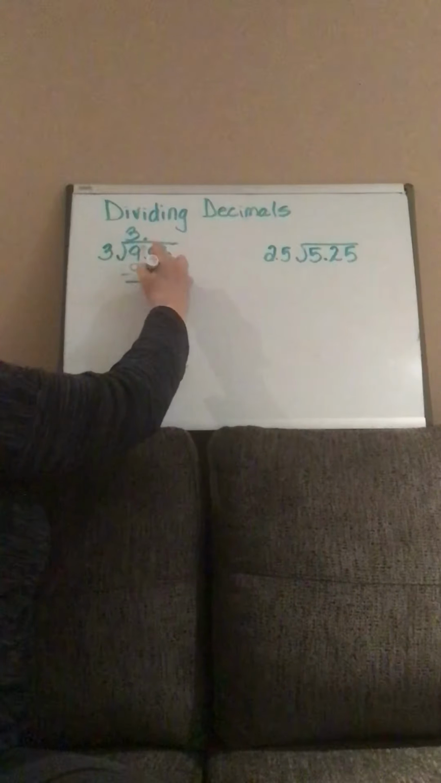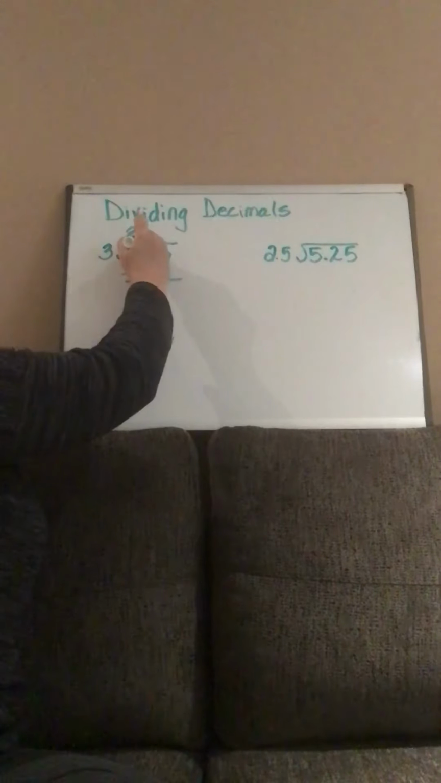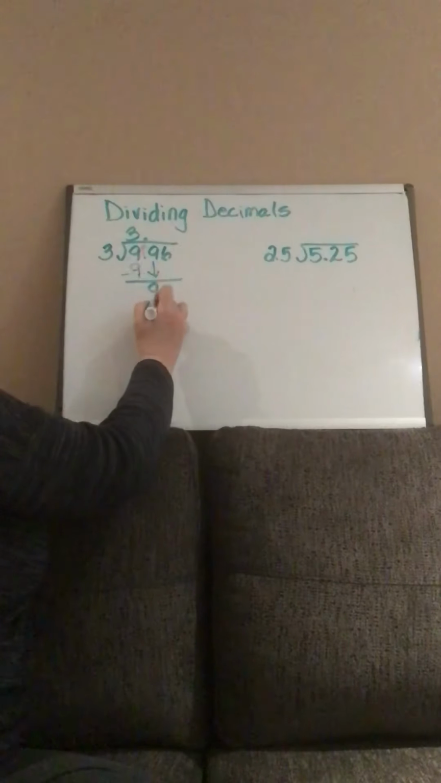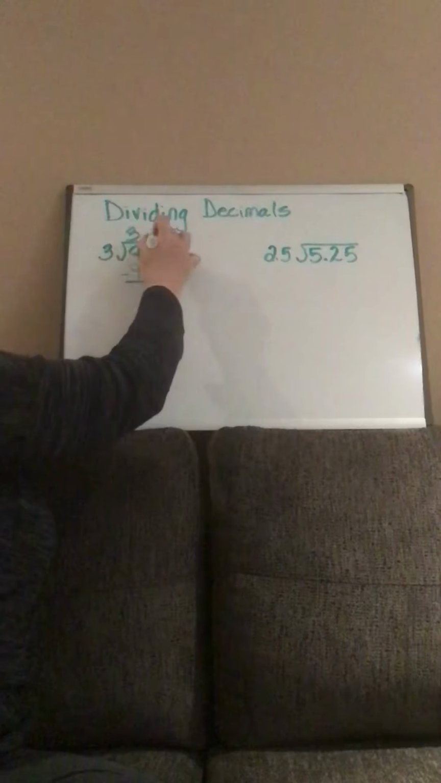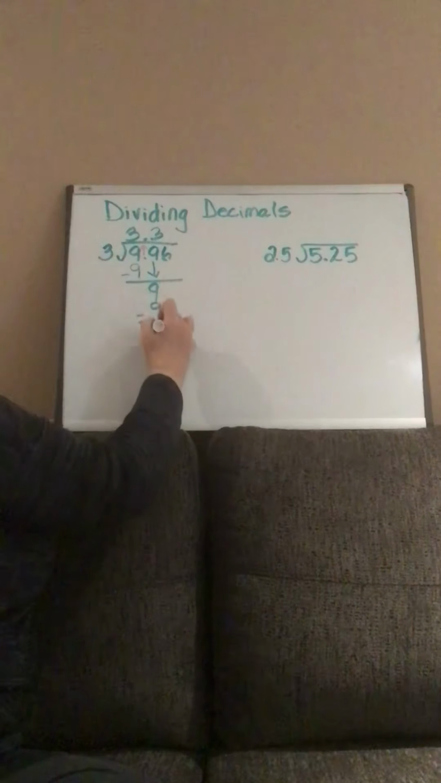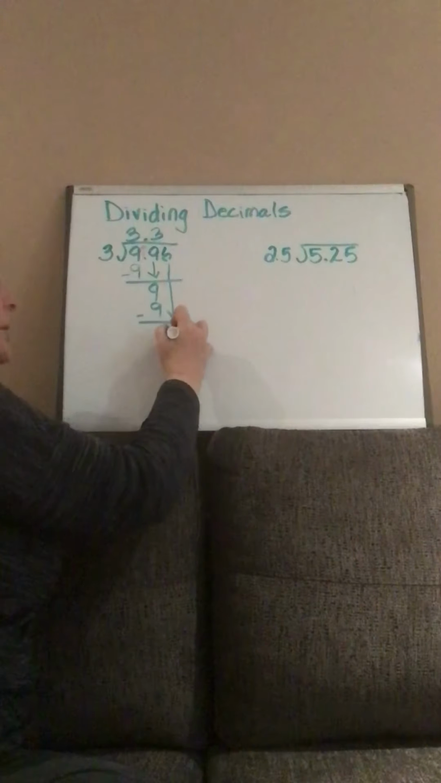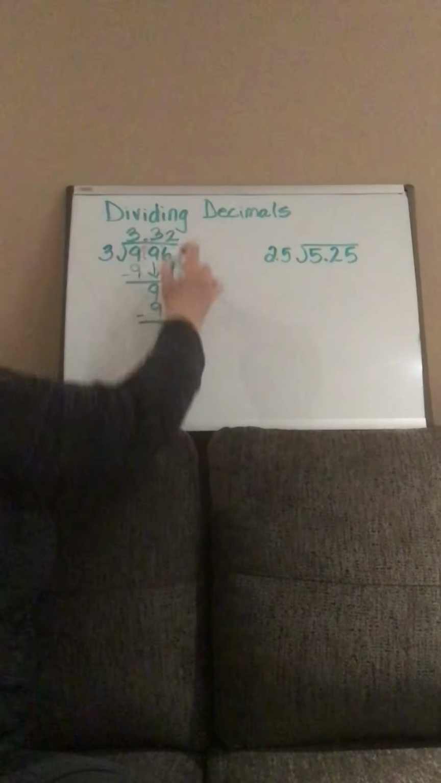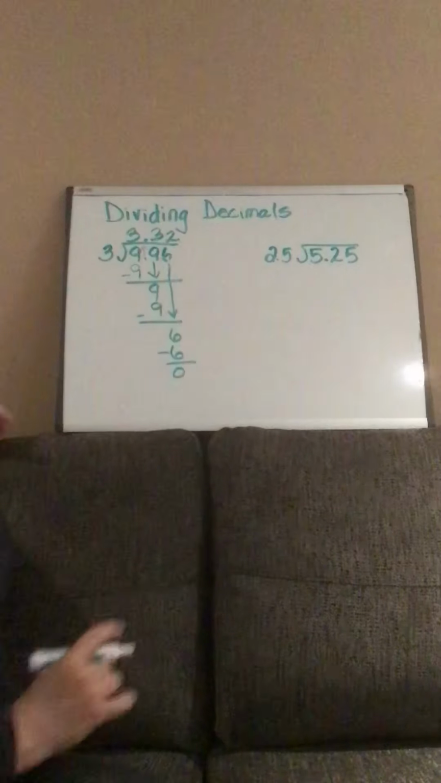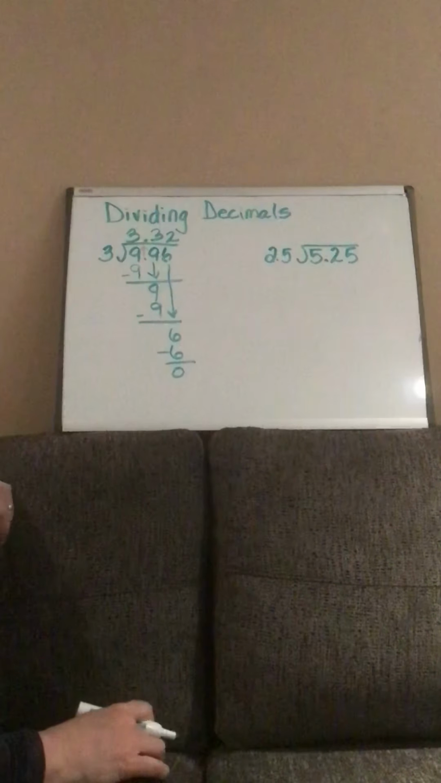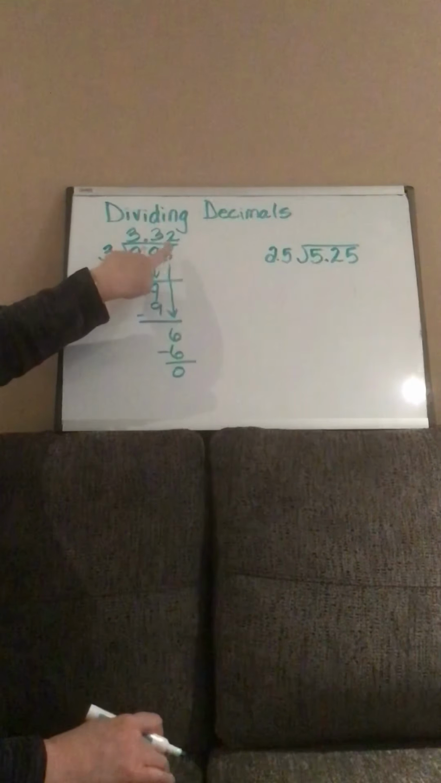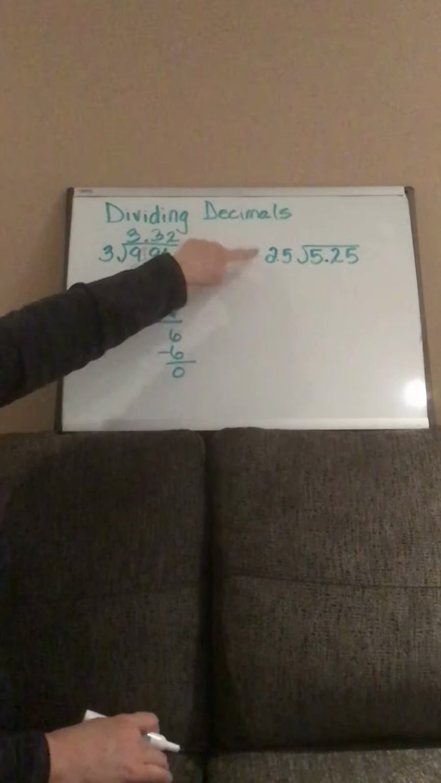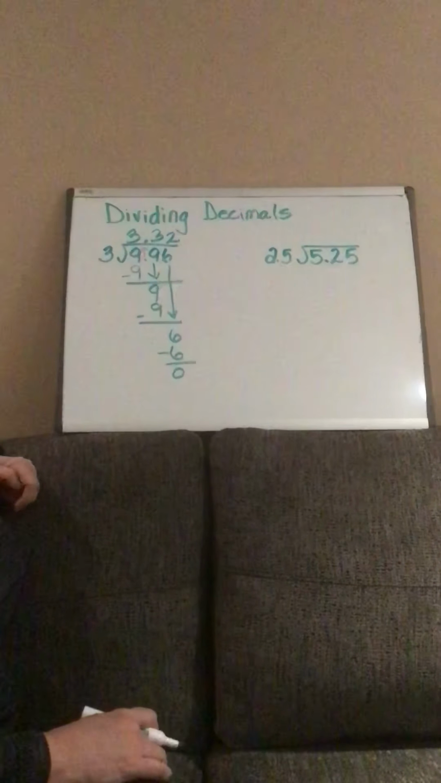I now bring down this next number. Notice the decimals here. This number is to the right of it, so we have to make sure our answer goes to the right of it as well. So 3 goes into 9 3 times. 3 times 3 is 9. Again, subtract 0. And then I bring down the 6. 3 goes into 6 2 times. 3 times 2 is 6. And again, because of the way I made this question, we don't have any remainders. So 9.96 divided by 3 is 3.32.